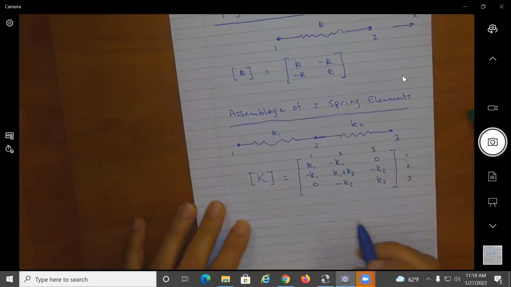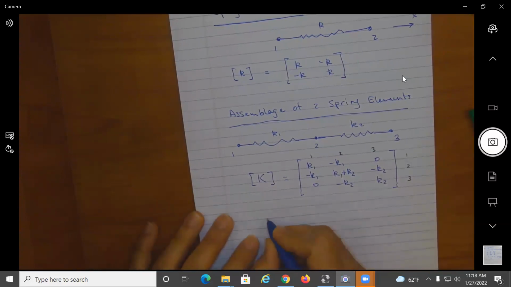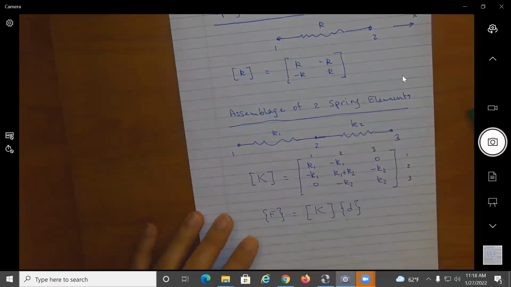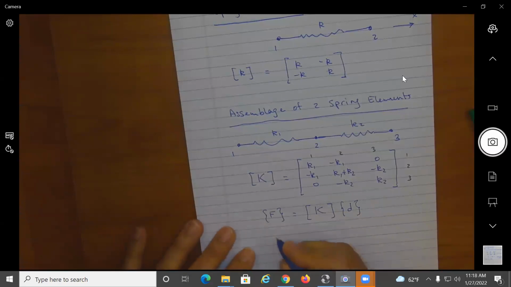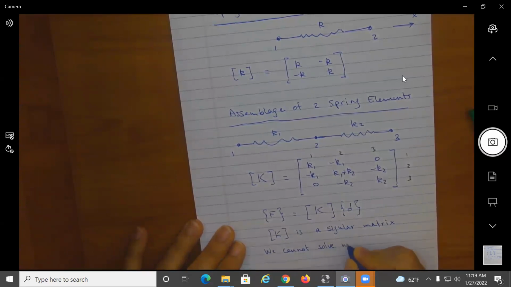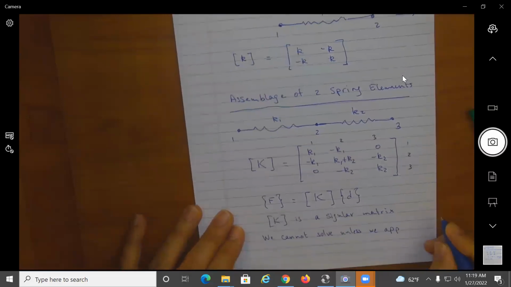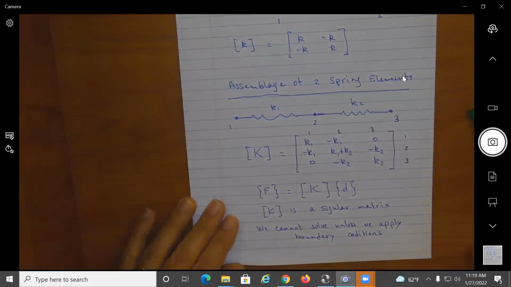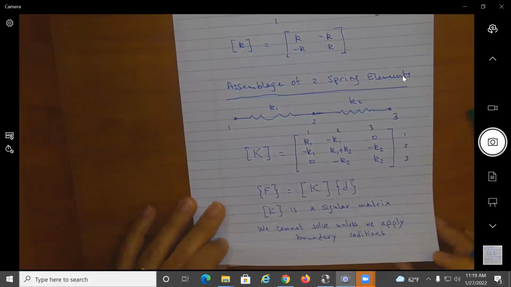I want to remind you that when I write my global stiffness equations as F equal to K multiplied by D, we do not have a solution until we apply boundary conditions. K is a singular matrix. We cannot solve unless we apply boundary conditions. And this is the topic for today. So today we're going to learn about boundary conditions, how to apply them and solve the equations.